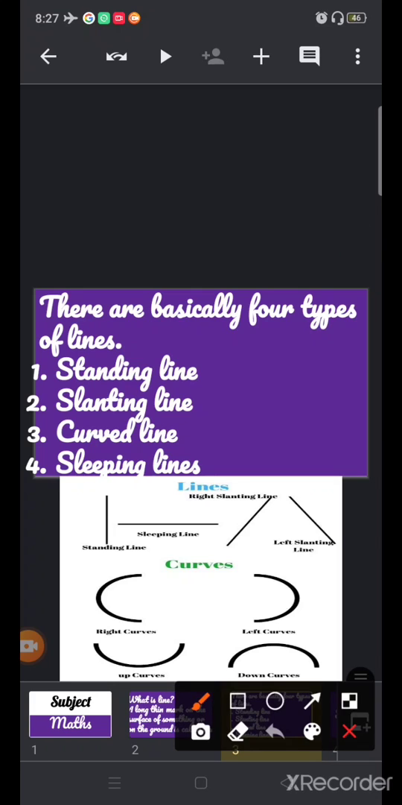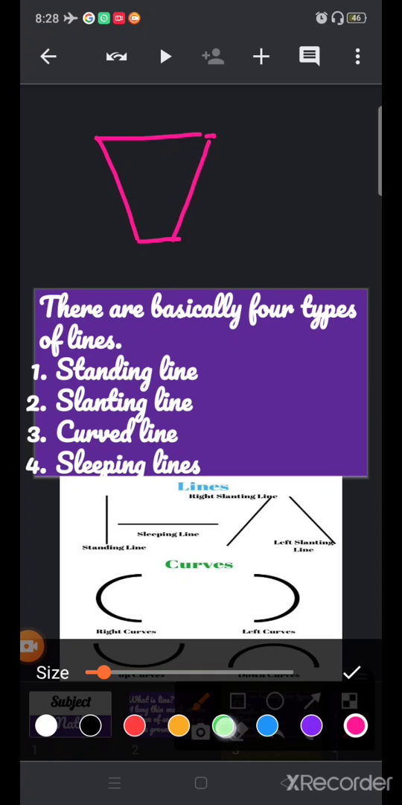See, this is a glass. And for this glass, which type of lines did you use? These two lines are slanting lines and these two lines are sleeping lines. So, can you draw any picture without a line?